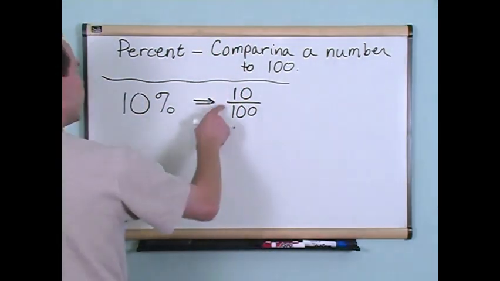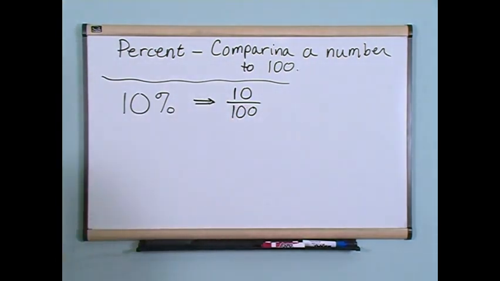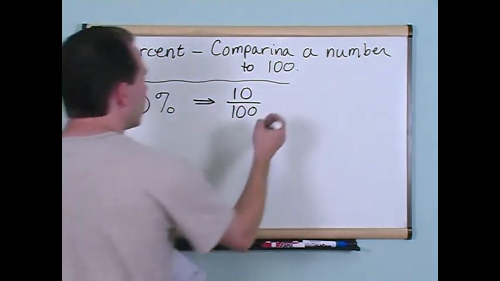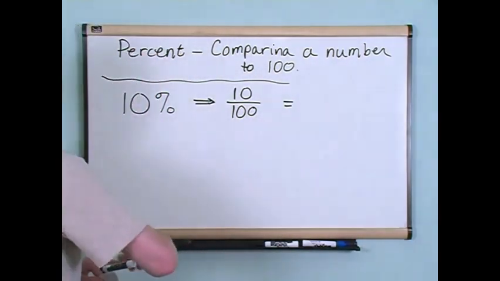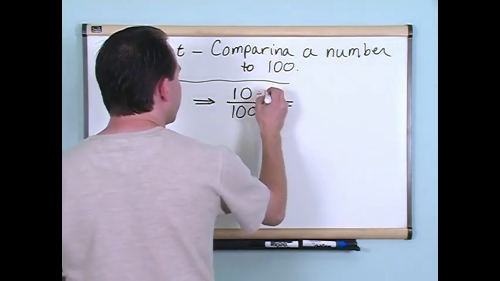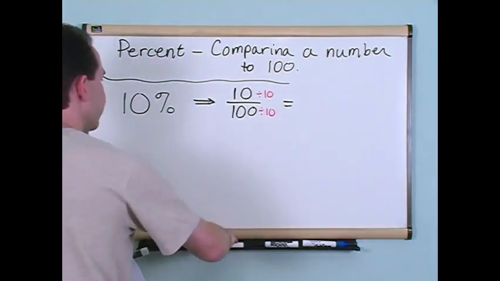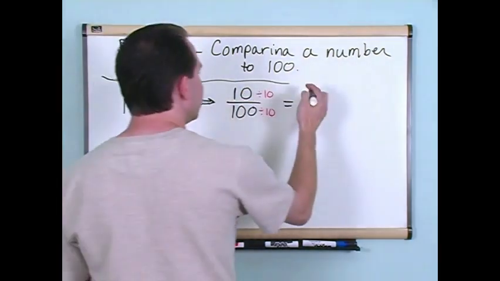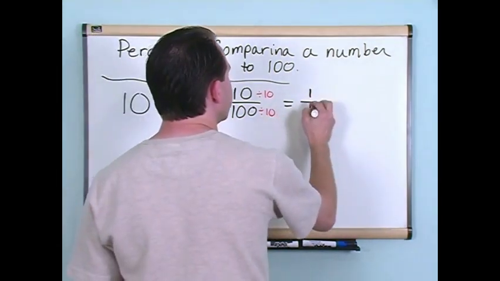But for now, we're going to write this as a fraction, 10 compared to 100. And I'm going to put it as a fraction there. Now, just like with any fraction, you can simplify this fraction. You can divide the top by 10, and you can divide the bottom also by 10. And that'll simplify this fraction. 10 divided by 10 gives you 1, and 100 divided by 10 gives you 10. Okay?